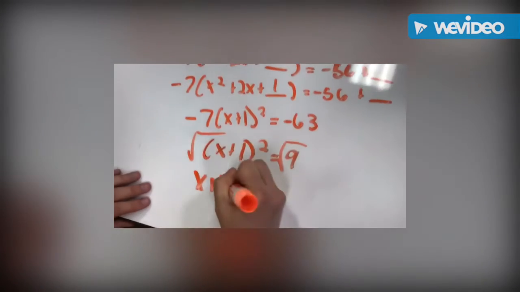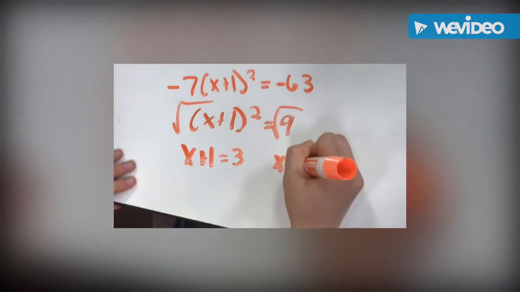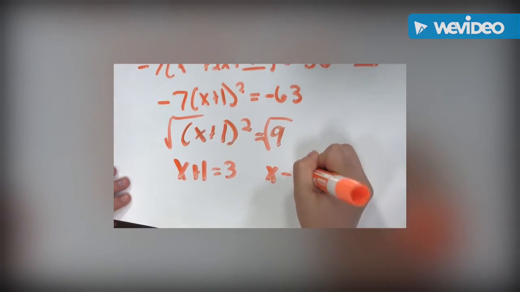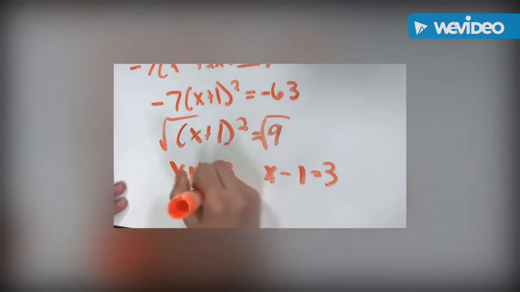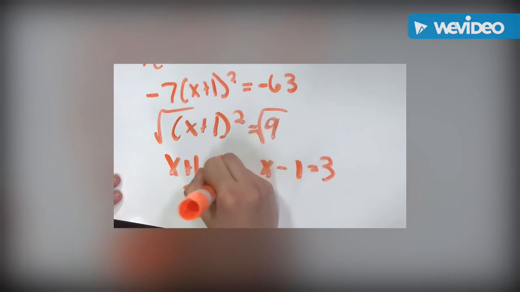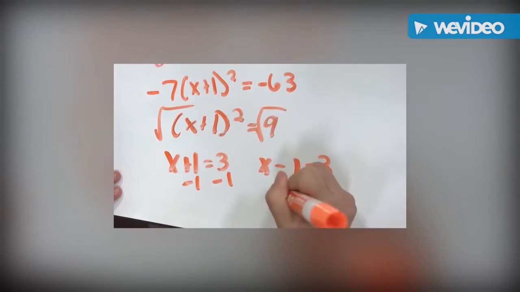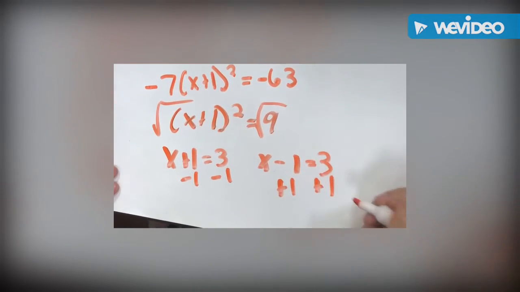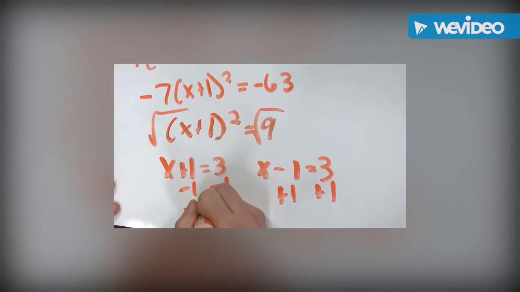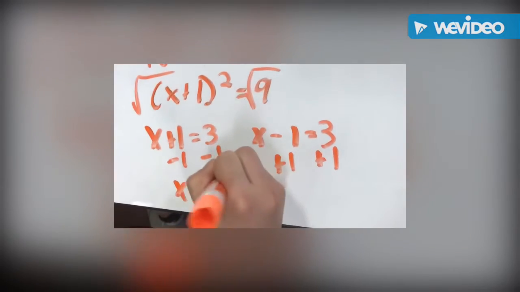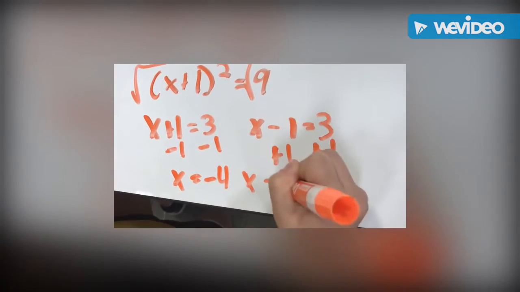x plus 1 equals 3 and x plus 1 equals negative 3. Subtract 1 from both sides, so subtract 1 from 3 and subtract 1 from negative 3. In the end, x equals negative 4 and x equals 2.